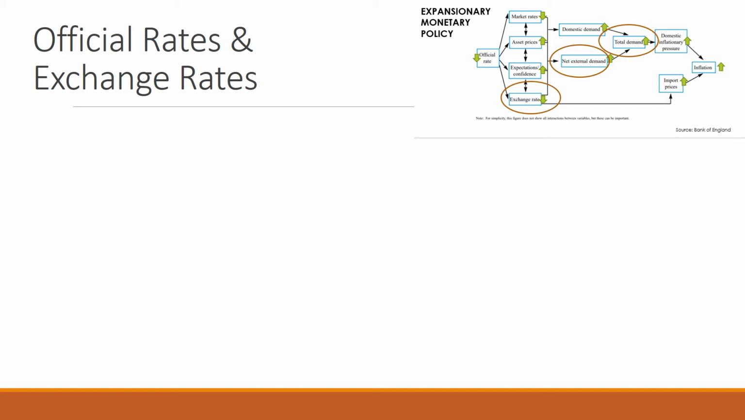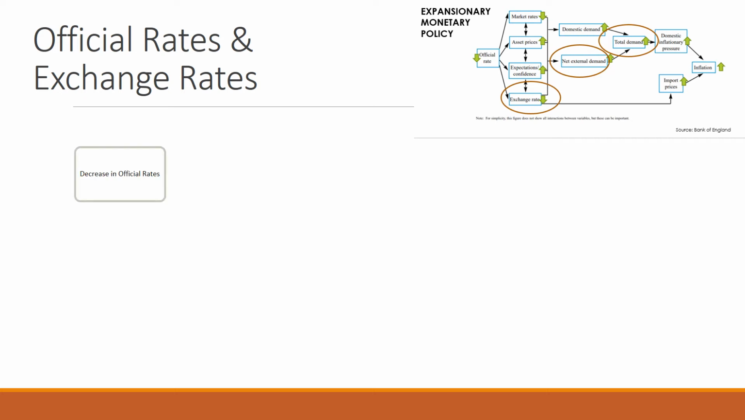So the causal link that we will develop now will connect official rates with net external demand, which is actually net exports, or X minus M as you may know it. As mentioned before, when there is a decrease in official rates, this will lead to a fall in exchange rates of the local currency. In other words, the domestic currency will depreciate when there is an expansionary monetary policy. You may be wondering why this is the case. Be prepared for a long line of causation.